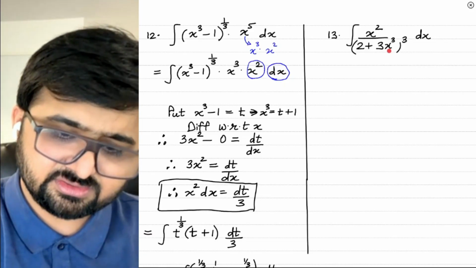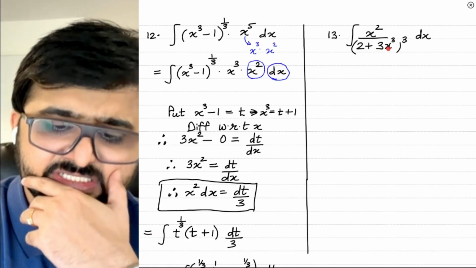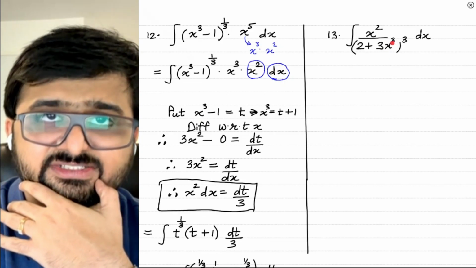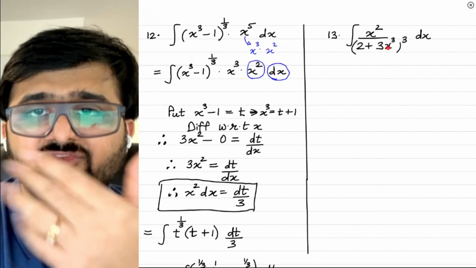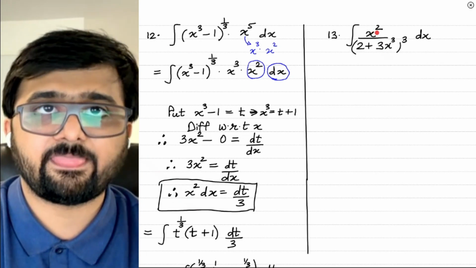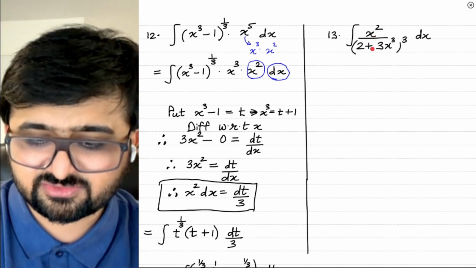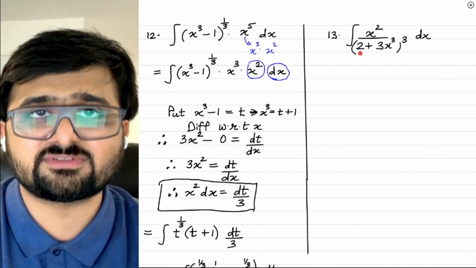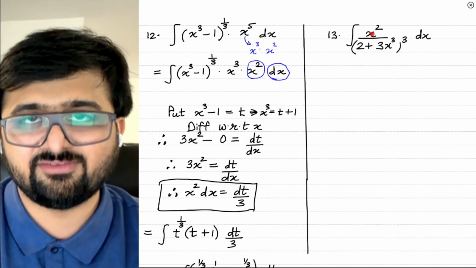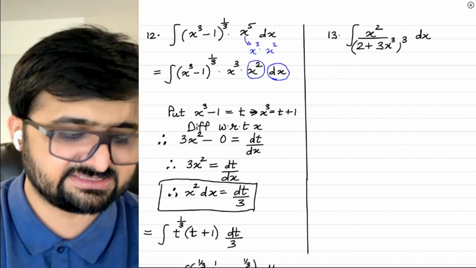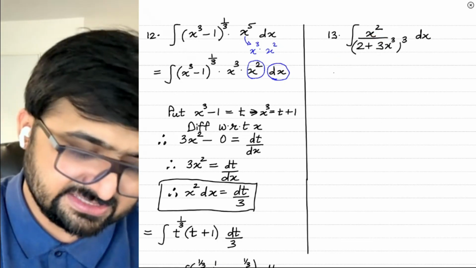Now here, the derivative of 3x cube is 9, 3 times 3 is 9, x square. Forget about 9. We have x square. Because 9 is constant, it can be easily managed. We have x square. So we know that this whole thing can be substituted as t, because the derivative x square is there, and the constant, which is 9, can be easily managed. Okay.